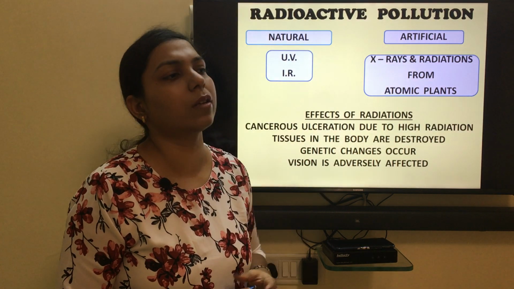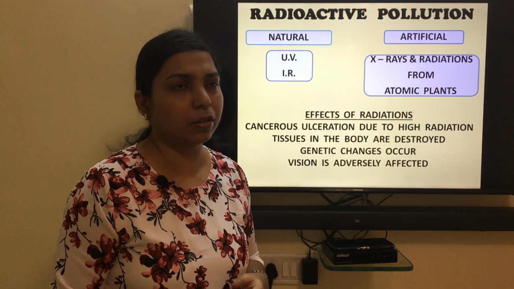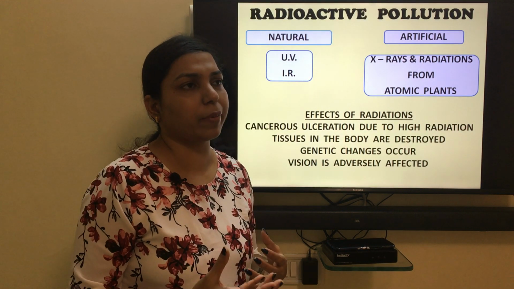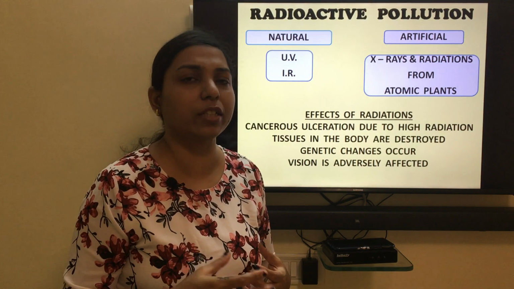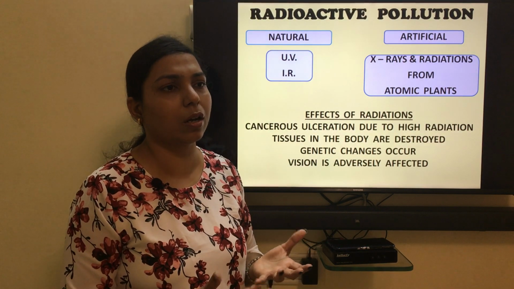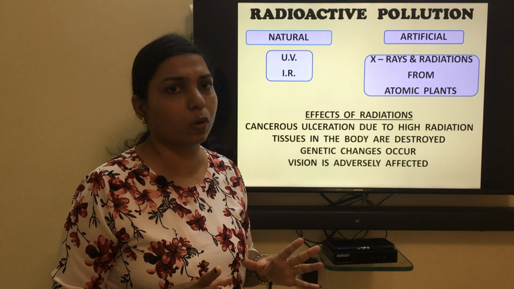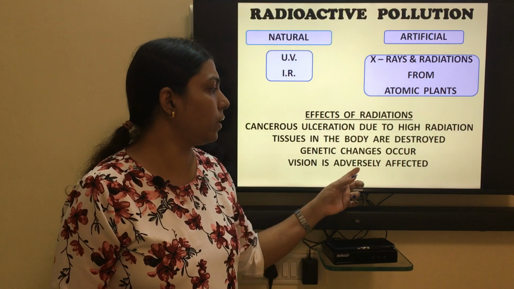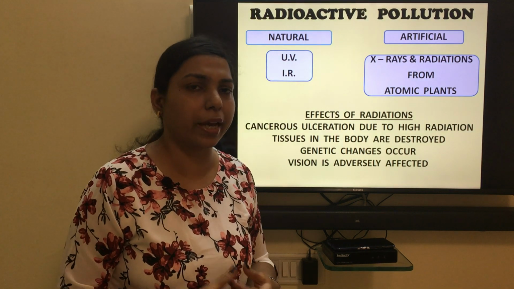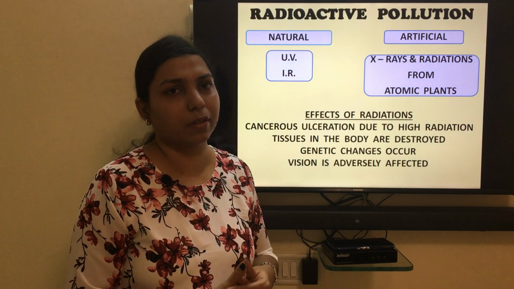Radiation can also cause changes in the genes. So mutation can take place, and once mutation takes place, we cannot do anything with regards to changes in the genes. Okay, it goes totally out of control. Humans don't have any control when it comes to genes. Vision is adversely affected. Radiations can also cause damage to the eyes, so naturally the vision is affected.